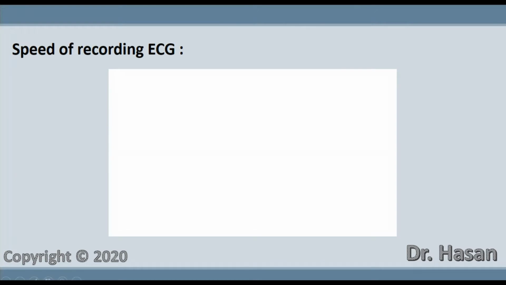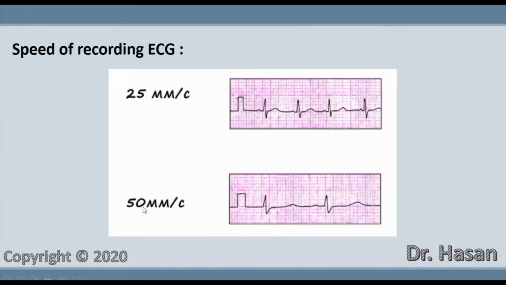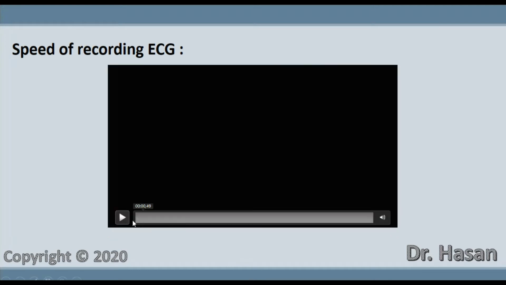ECG recording speed. There are two most common ECG recording speeds. It's 25 millimeters per second and 50 millimeters per second. Remember, the higher the ECG recording speed is, the more extended the waves, complexes, intervals and segments look. It is not difficult at all to determine at what speed an ECG is recorded. Let's watch this video and you will right away notice what I mean.